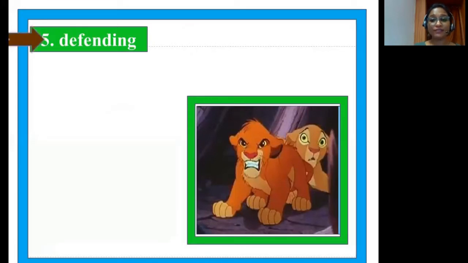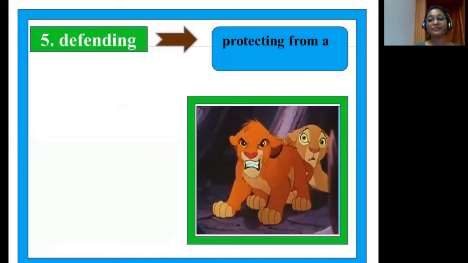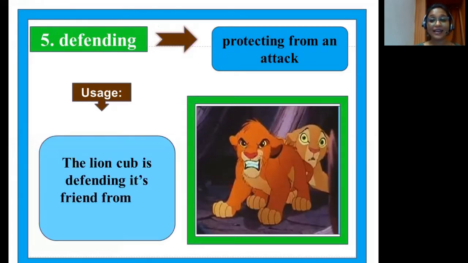Right. Moving on to the next new word, which is defending. Here the word defending means protecting from an attack. In the picture that is given here, you will find a lion cub trying to defend its friend from the attack of a wolf. So the word defend means to protect. Okay, children? We can use this word and frame the sentence. The lion cub is defending its friend from the wolves.